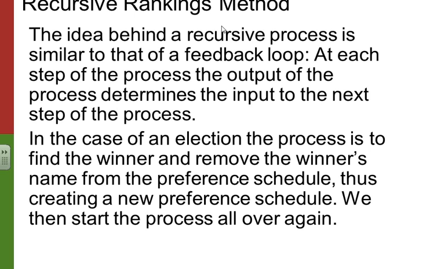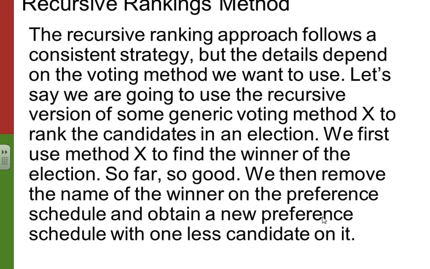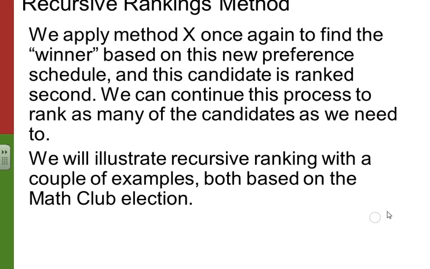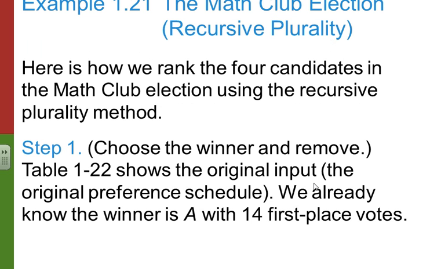Recursive ranking method. The idea behind a recursive method is that it is similar to a feedback loop. At each step of the process, the output determines the input for the next step. In this case, the election process finds the winner, the winner is removed, and then you figure out who the second place guy is. Then you do it over again and over again until you get it right. We apply method X once again to find the winner based on the new preference, and we continue on.